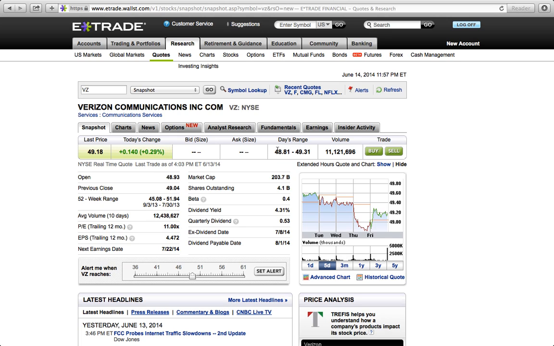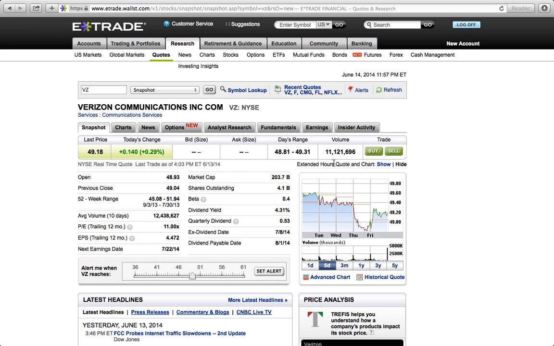And that day's range. Day's range means that sometime in the day at the lowest it went down to $48.81, and the high for today was $49.31. So this gives you the range that it jumped around for the day. Then your volume tells you how many shares were traded on this particular day.